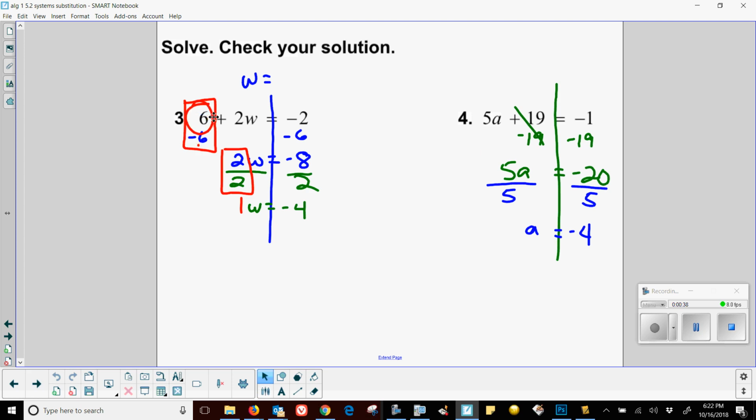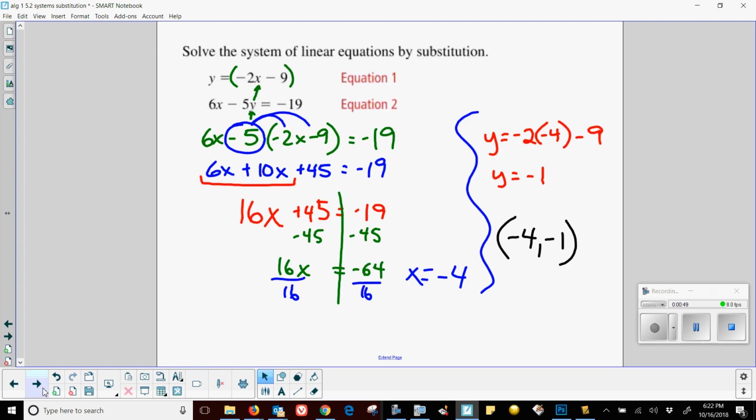So what we started with is, do we remember how to solve an equation, like a multi-step equation? We move the constant over by add or subtract, then we divide. So it's just a little bit of practice doing that.